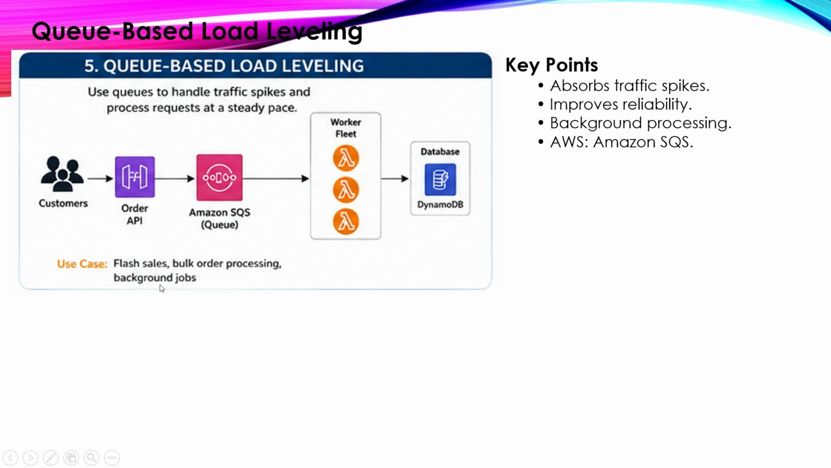Bulk order processing happens through background jobs as well. Whenever there is a very high traffic spike, to improve reliability of background processing, we are able to use this queue-based load leveling architecture pattern. This is one of the good architecture patterns we use in heavy traffic situations. Sometimes we also use a streaming architecture, MSK, and other services like Kinesis to store the events.